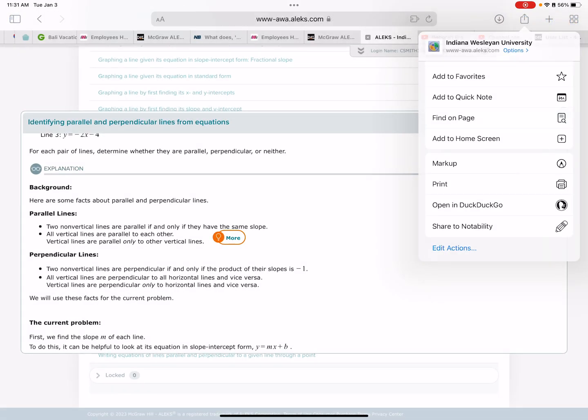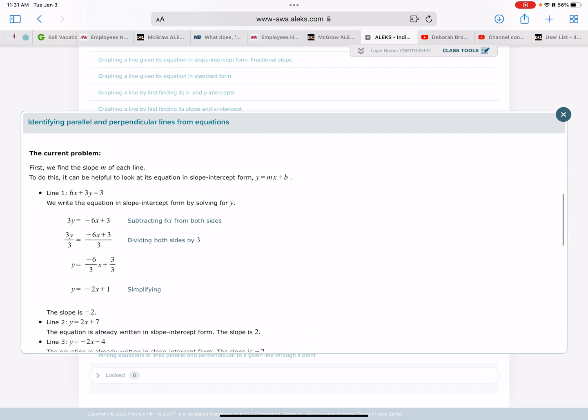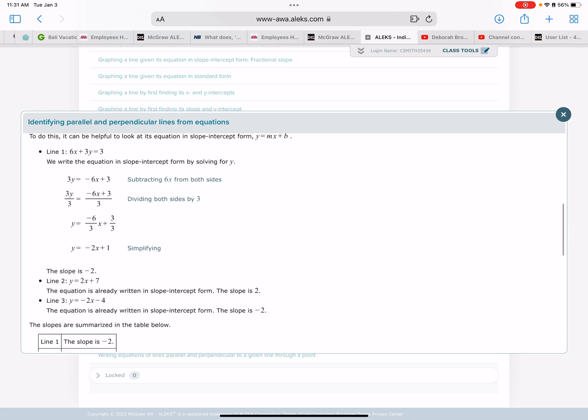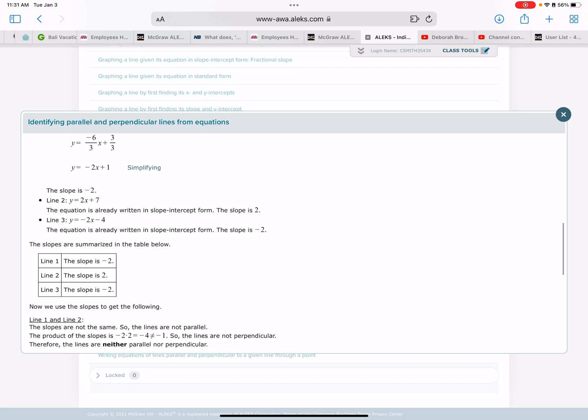So having said that, let's go ahead and look at the current problem. It says line 1 is 6x plus 3y equals 3. Write the equation in slope-intercept form. The first step is we put it in slope-intercept form. Slope's -2, and we've got line 2, slope's 2, and line 3 is -2. So line 1 is -2. The slopes are all we need to determine if it's parallel or perpendicular. We look at the slopes, and that's it.